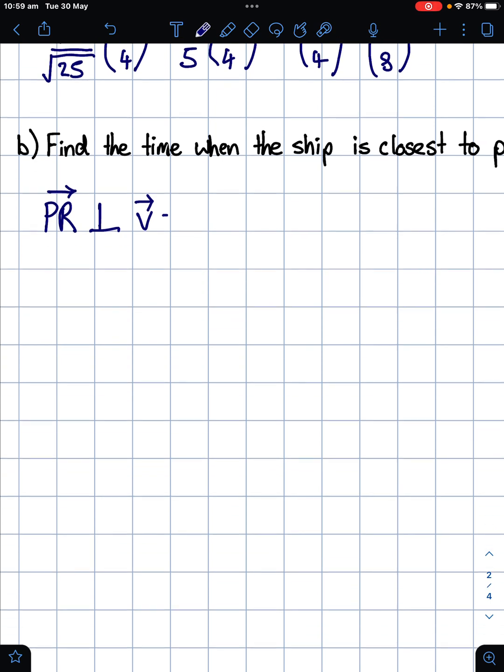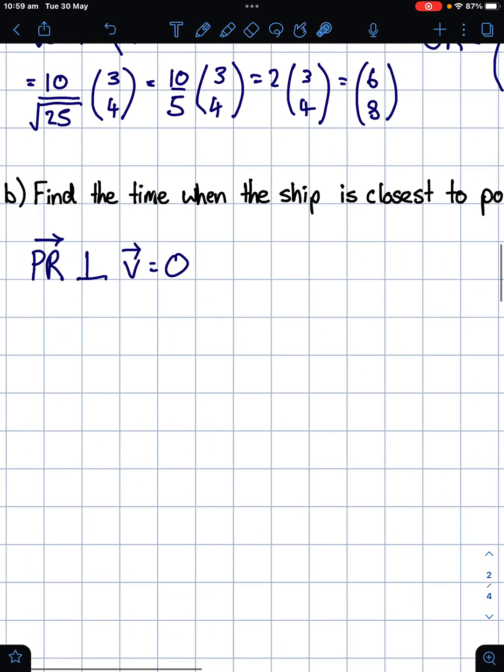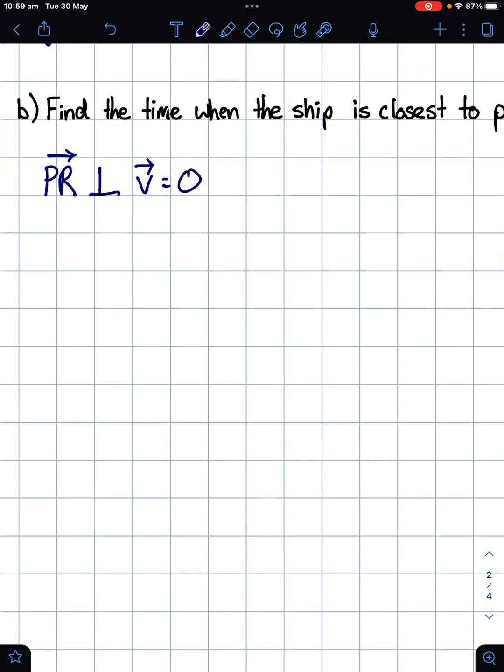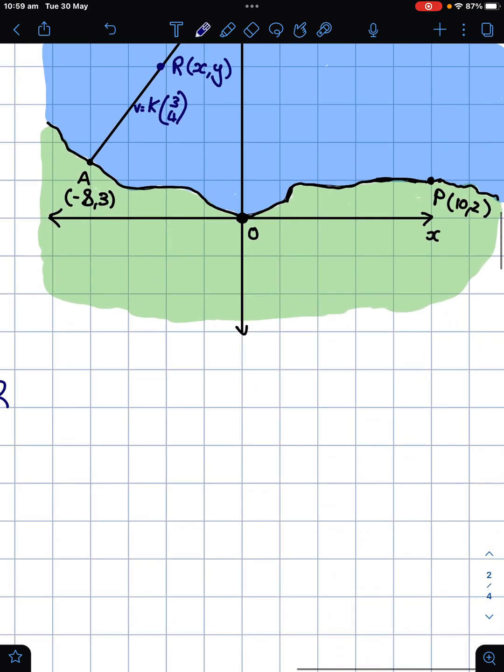And we want this to equal 0. Now, in the example of the text, they've actually used the 3 and 4 because it doesn't really matter. You just need the direction. It doesn't matter which one you use. So P to R, we've got to figure out what that position is there.